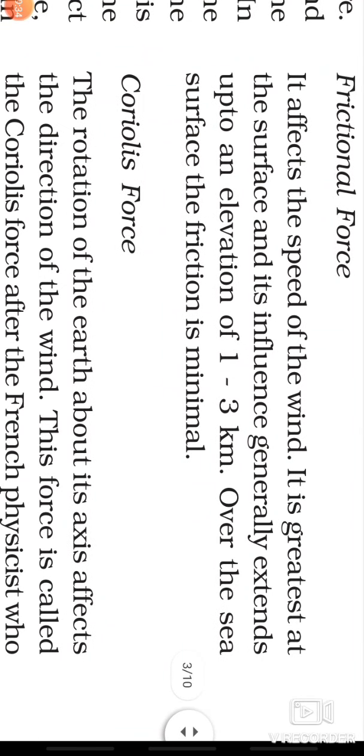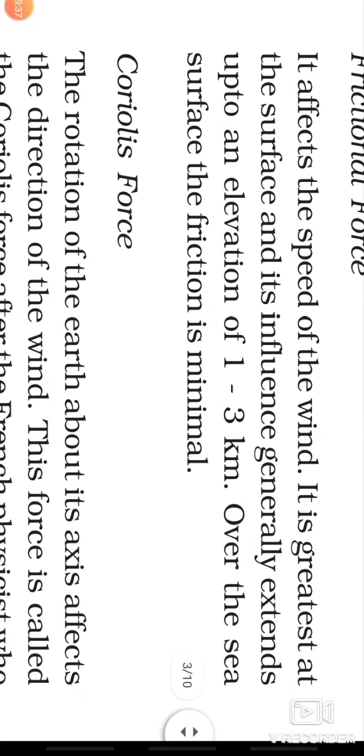The frictional force is something which is affecting the speed of the wind. It is greatest at the surface and its influence extends up to an elevation of 1 to 3 km. Over the sea surface, the frictional force is minimum. Because of the presence of the air resistance or the frictional force, the actual speed of the wind gets reduced. Okay, it is actually greatest at the surface, and its influence generally extends up to an elevation of 1 to 3 kilometers.